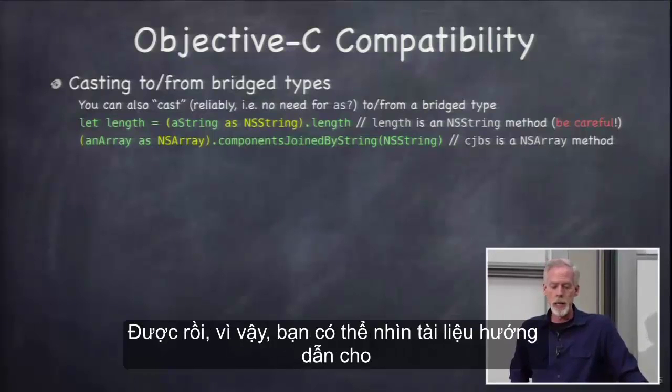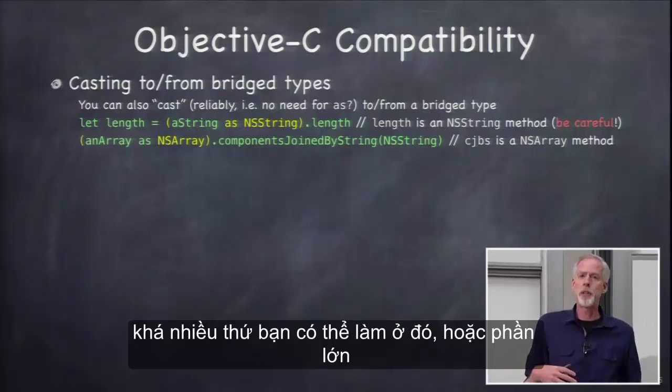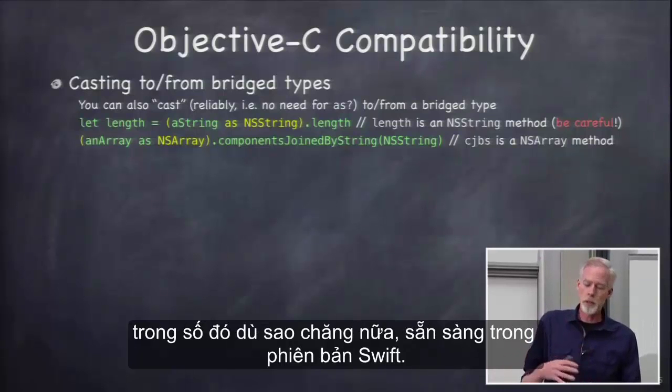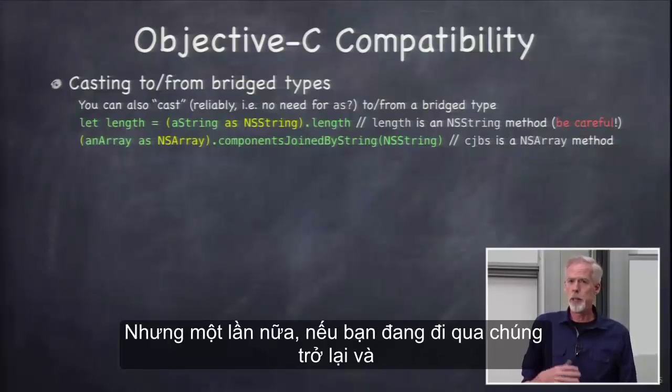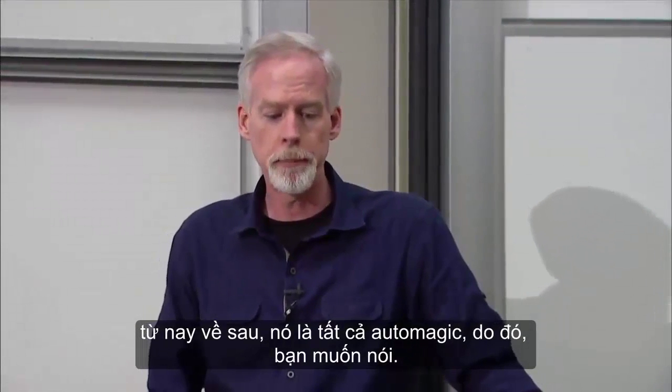Okay, so you can look at the documentation for NSString and NSArray, but pretty much all the things you can do there, or most of them anyway, are available in the Swift versions. But again, if you're passing them back and forth, it's all automagic.